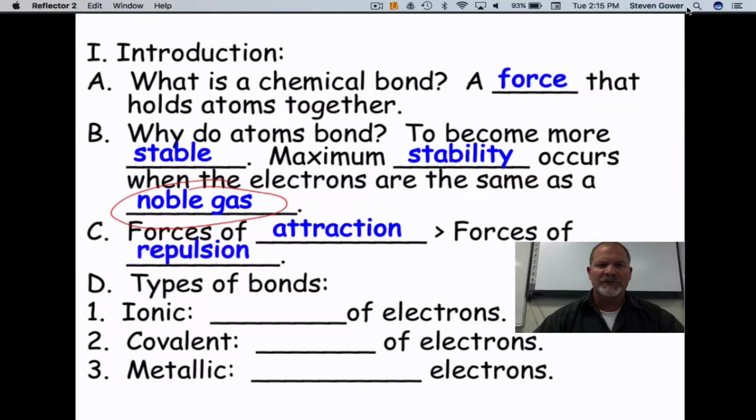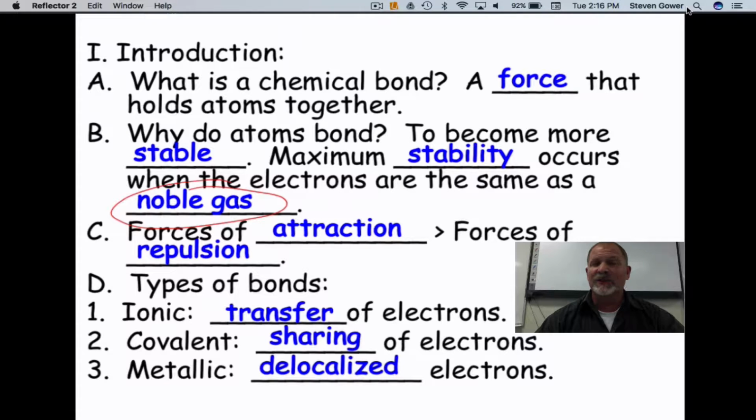There are two forces they're dealing with, though. They have the force of attraction, the opposite charges attracting, but they also have repulsion because they have electrons pushing each other away. The three types of bond: you have the ionic, transferring, and covalent, sharing, both wanting to reach a full octet, but they're going about it in different ways.